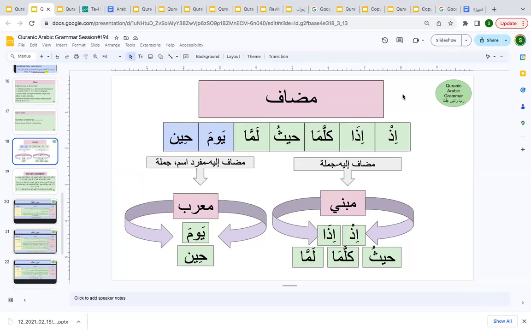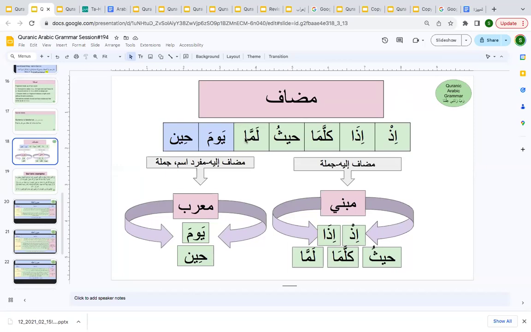What happens if you have yawma and hina? These are the words that can take a tanween. They can have fatha, damma, kasra, anything. They are not the words that are non-flexible. These are the words that can take both mufrad ism and jumla. So remember that. All seven that are shown on your screen are going to make a fragment. They are going to change if idh, idha, kullama, haythu, lamma is seen anywhere. There is going to be a fragment.